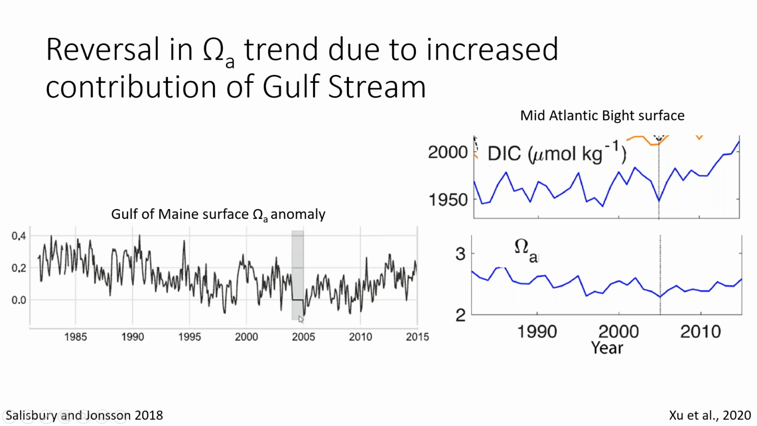Similarly, the saturation state in the Gulf of Maine increased over this period. So here is plotted the anomaly compared to 2004. Both of these trends in aragonite saturation state were attributed to increased contribution of Gulf Stream waters on the shelf.